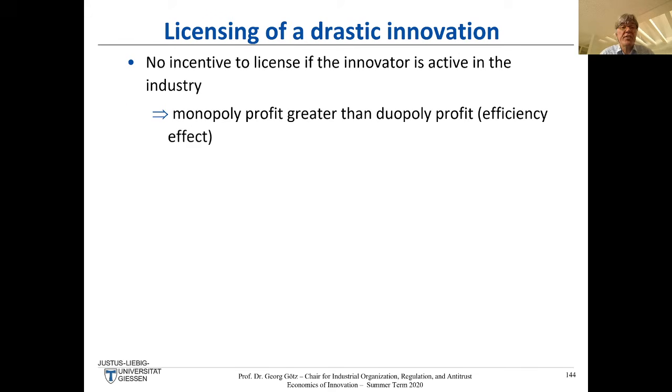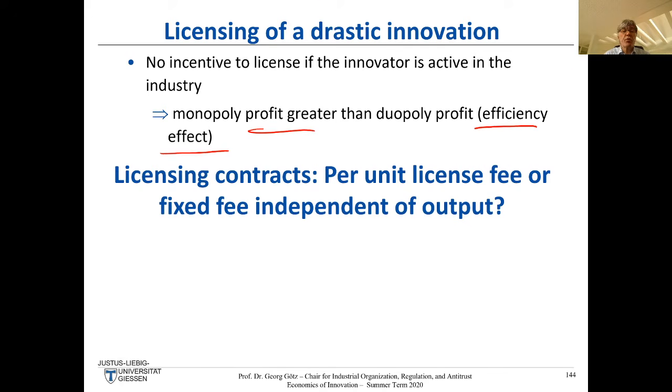Now, licensing of a drastic innovation, it's clear that you would never license a drastic innovation, because then you would have two firms in the market rather than one, and that's where we get our efficiency effect. The monopoly profit is greater than a duopoly profit. So that should be obvious. The other question is then, how does your licensing contract look like? Do you want to have a per unit license? Think of the PlayStation related point.